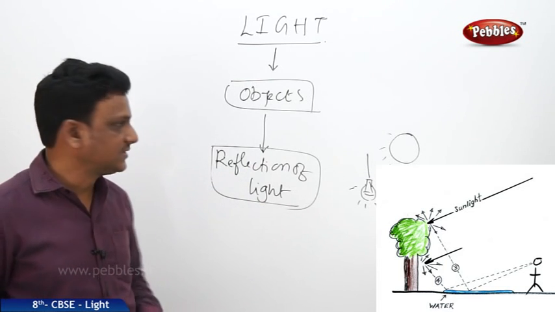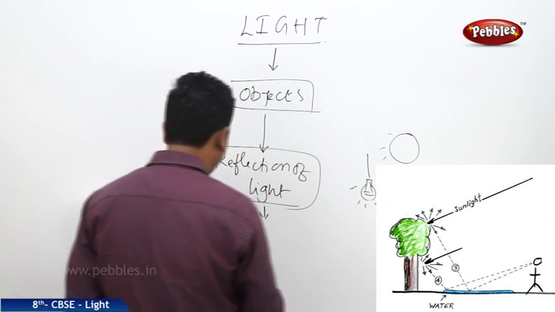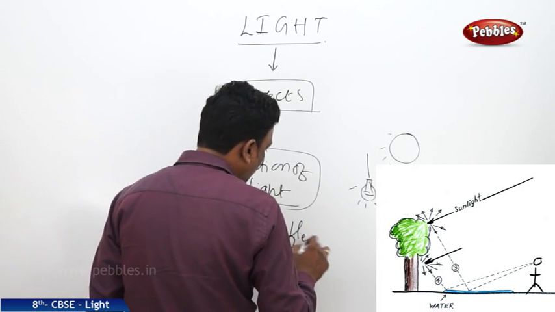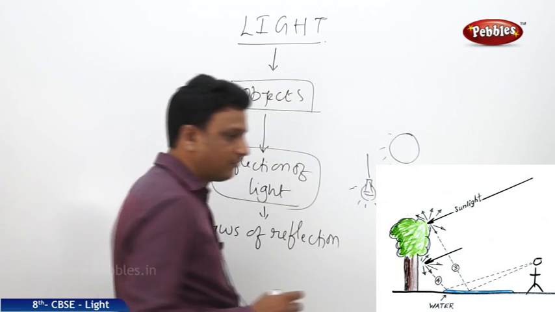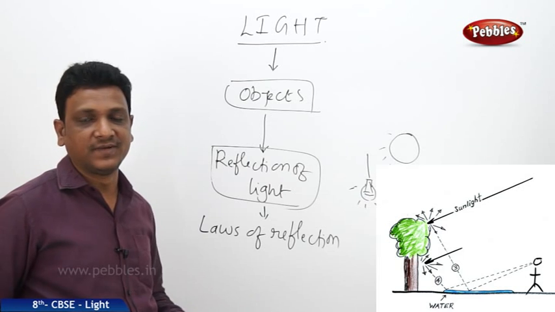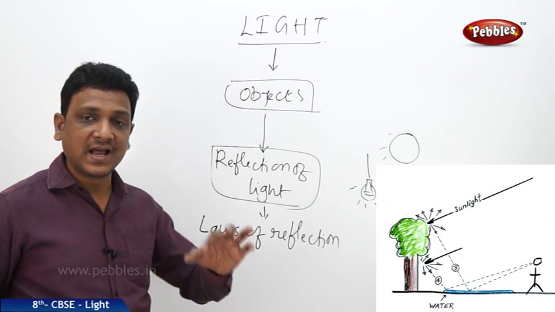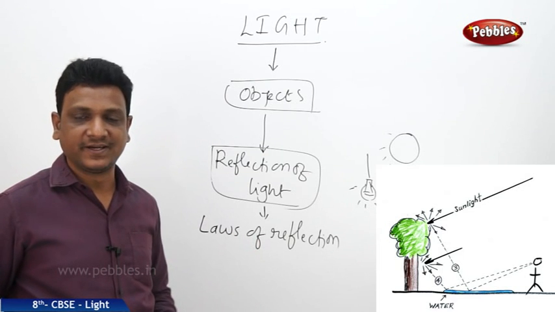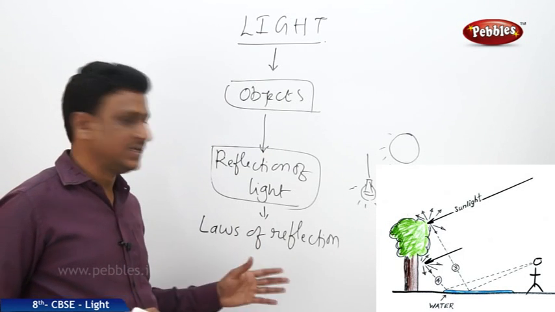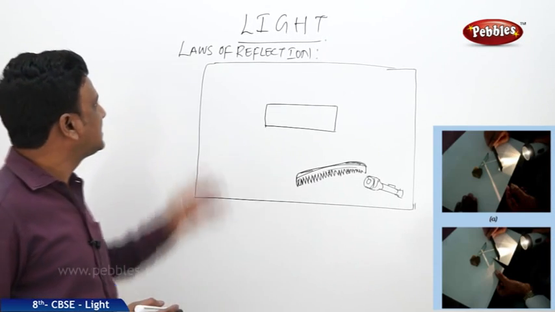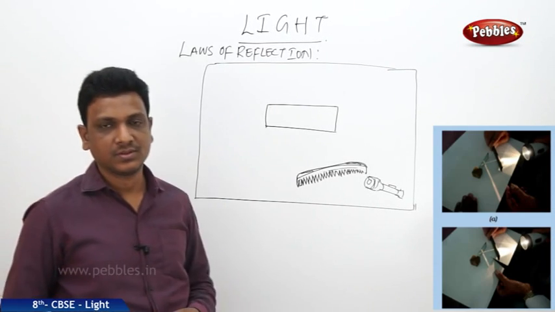So in this chapter, the first thing we are going to study is the laws of reflection. We understood that reflection of light is very important, because by that we can see the objects. There are certain laws connected to this reflection, by which we can better understand the properties of reflection and how the reflection is affected. So let us see what are these laws of reflection.